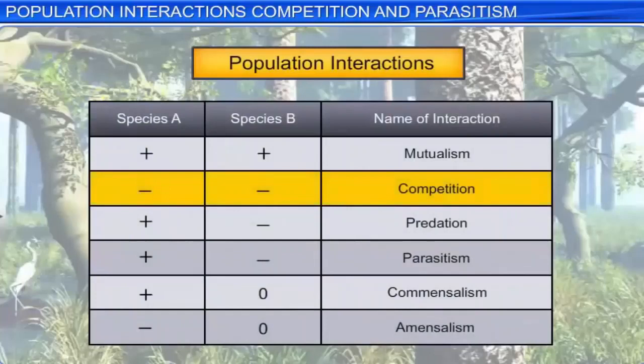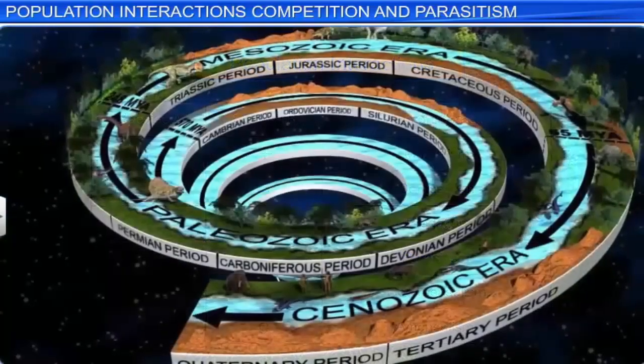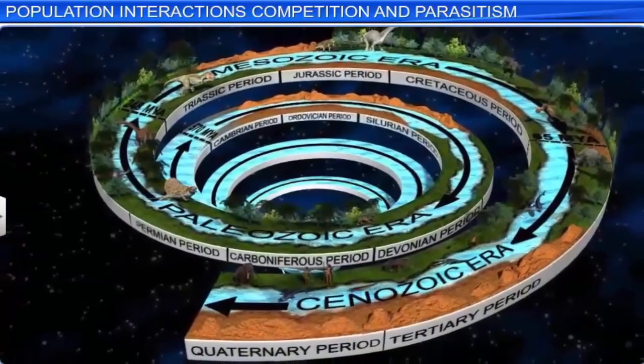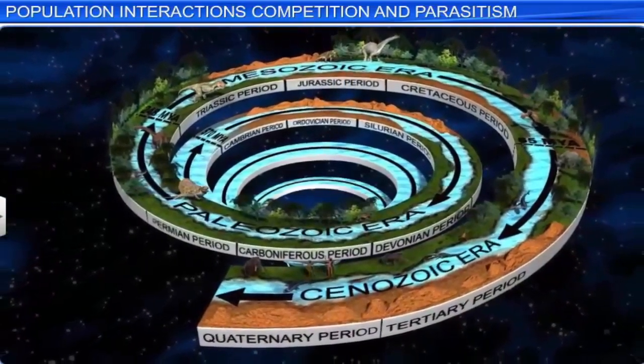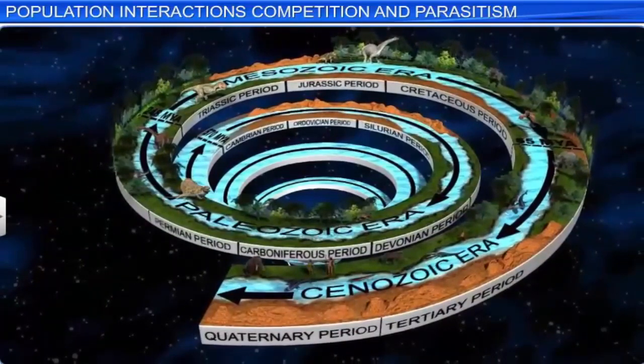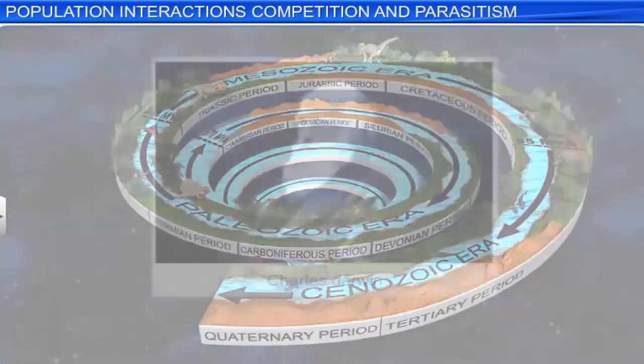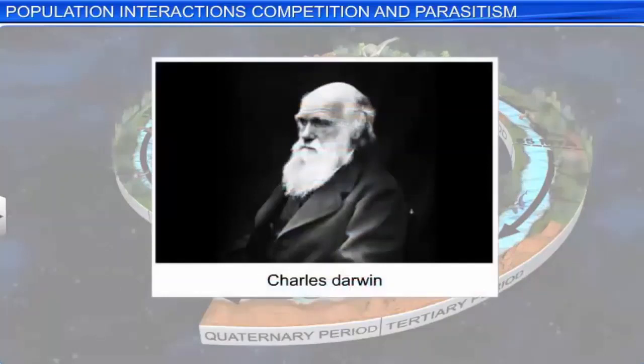During competition, both species lose out during the interaction, while in parasitism, the interspecific interaction benefits one species and harms the other. During the stages of evolution, several species may have competed with each other for survival. Darwin had therefore mentioned that competition was a powerful force in the organic evolution as species struggled for survival.